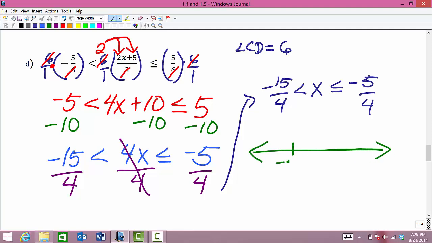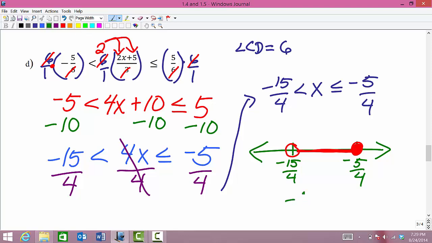We're going to draw our number line. This time I have a smallest value of negative 15 over 4 and a largest value of negative 5 over 4. We'll just go ahead and draw those on our number line. And less than, no equal sign next to the negative 15 over 4, so we'll use an open circle on the left. We have an equal sign on the right, so we use a closed circle on the right. And notice that x is in between the two, so we will shade all of the x values in between the two.